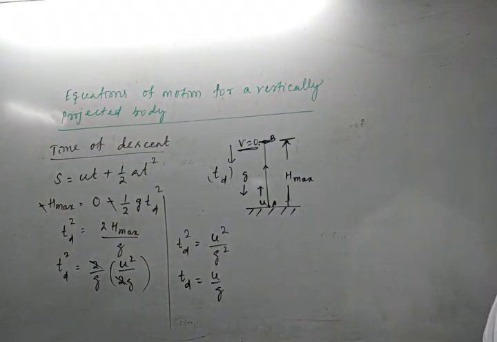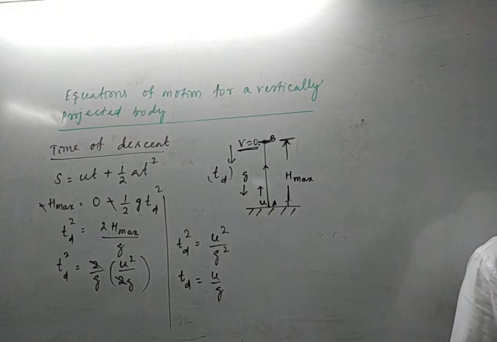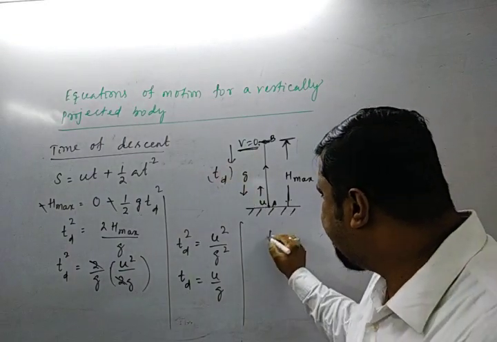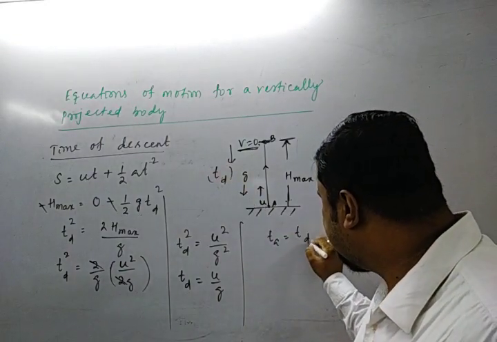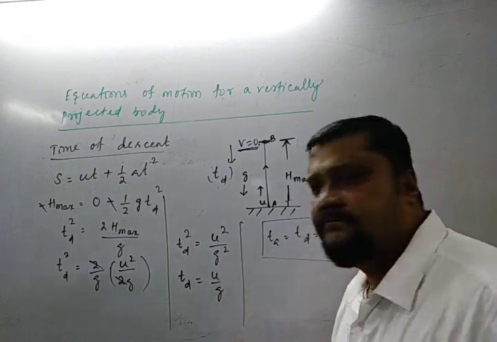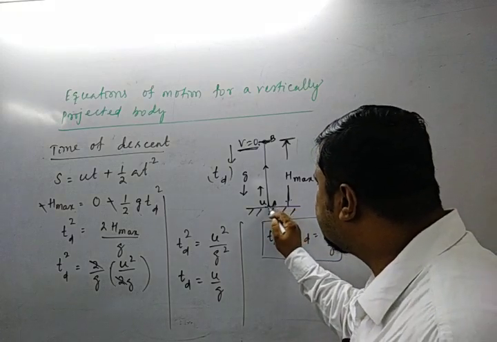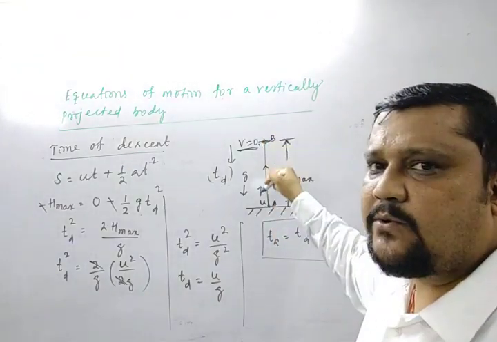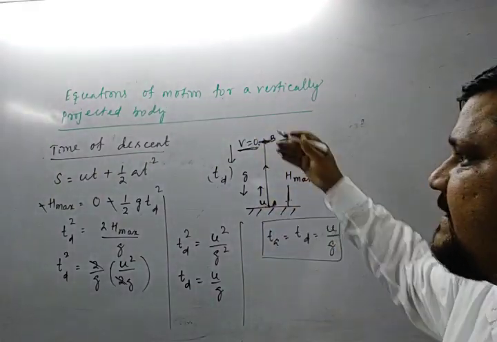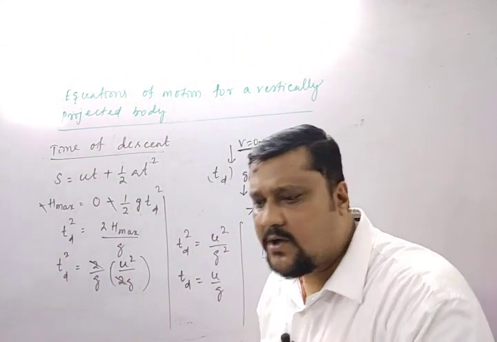Okay. So in these two cases, we find that the time of ascent is equal to the time of descent, that is equal to u by g. So the time required for a body to reach the maximum height is the same as the time required to reach the ground from the maximum height. So time of ascent equals time of descent for a vertically projected body or a motion under gravity.